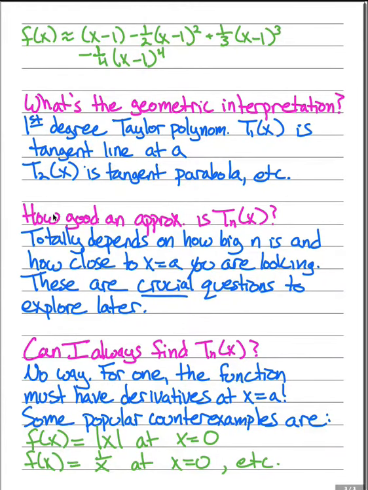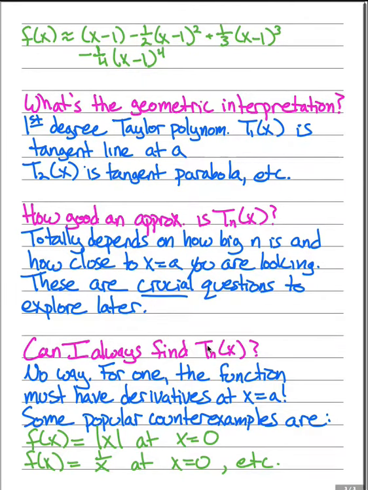A really important question is how good of an approximation is the nth degree Taylor polynomial? And the answer is it depends on a lot of things. It depends what the function is, it depends how big n is, it depends how close to x equals a you're looking. So in general, Taylor approximation tends to be good around the point x equals a, and the further you get from that point where you've put all your information, the worse an approximation it is. So these are crucial questions that we're going to explore later.